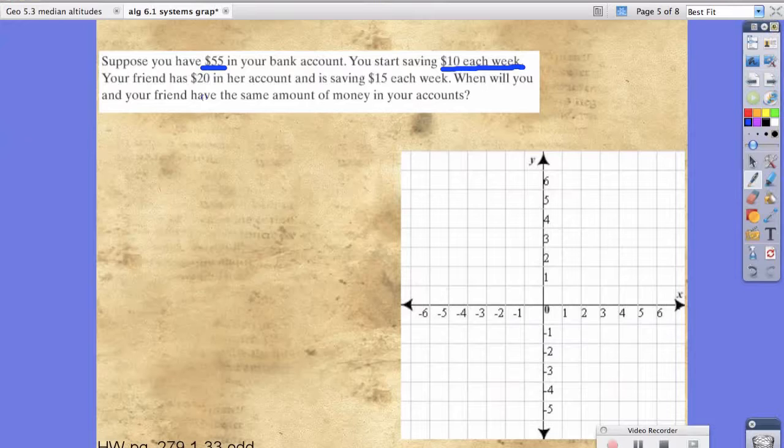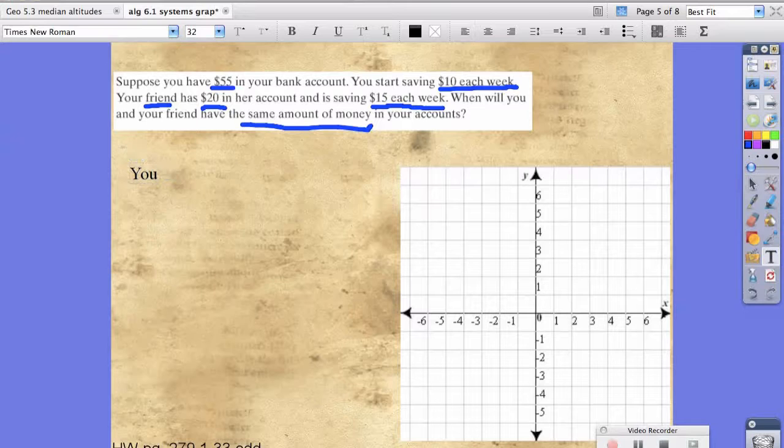Now, the next thing it mentions is your friend. Your friend has $20 in her account and saves $15 each week. When will your friend have the same amount of money as you? So same amount of money means when do they intersect? So we're going to write an equation for you. Then we're going to write an equation for your friend.